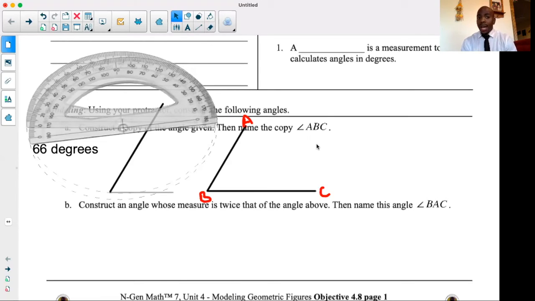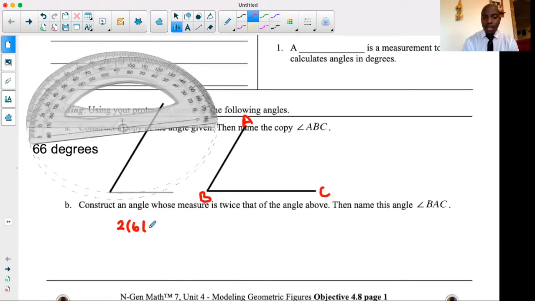Okay, so what they're asking us is to create a brand new angle, one that measures twice the angle above. Now, if you remember the word twice from what we've gone over so far, twice means 2 times. 2 times the angle above. We know the angle above is 66. So our question is, okay, what is 2 times 66? In this case, it's going to be 132. So we need to make an angle that's 132. Yes? I'm almost done with the modeling right now, which means I'm done. Okay, we need to make an angle that's 132.